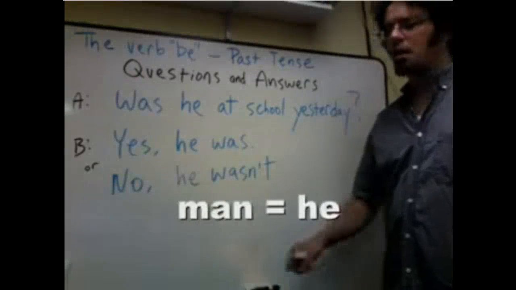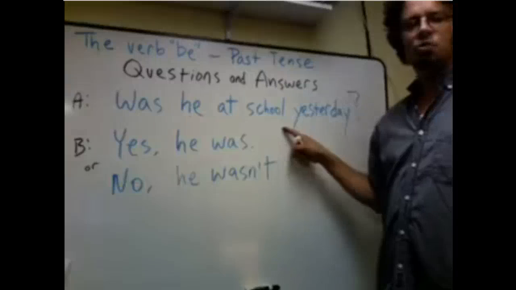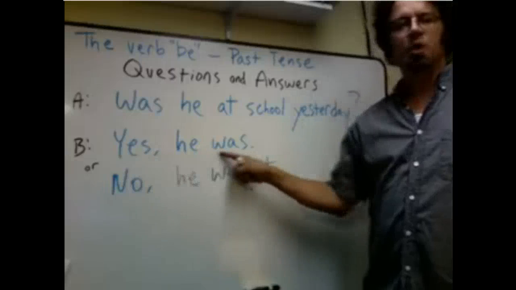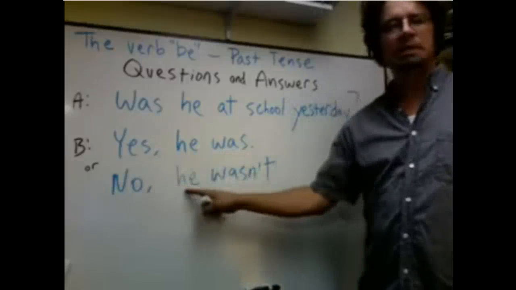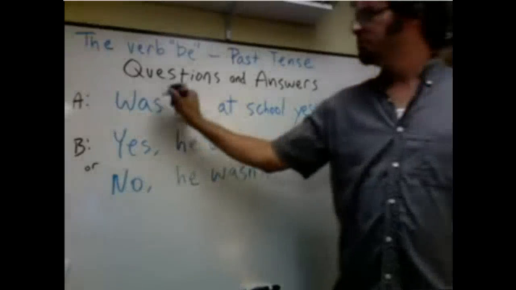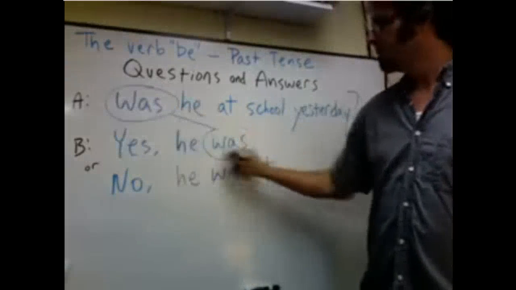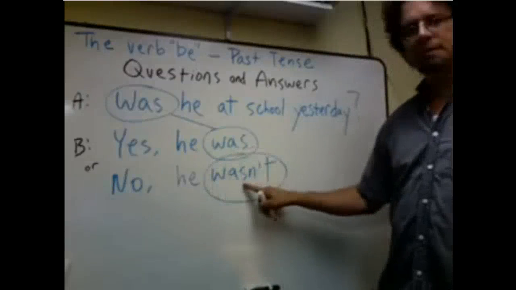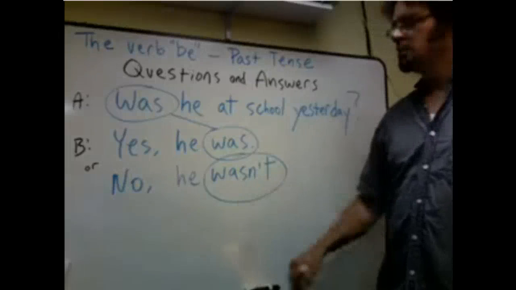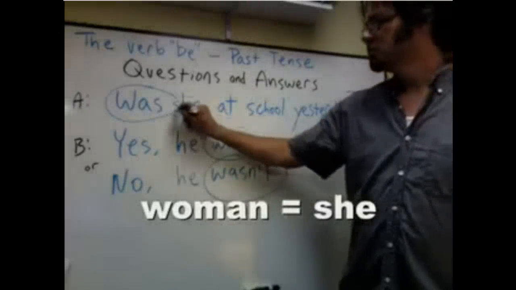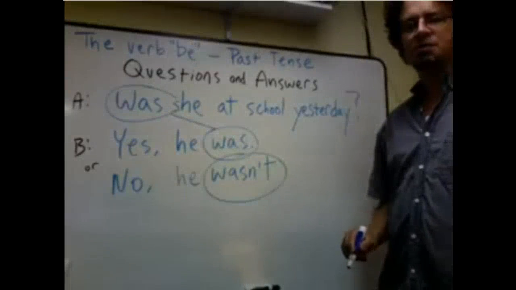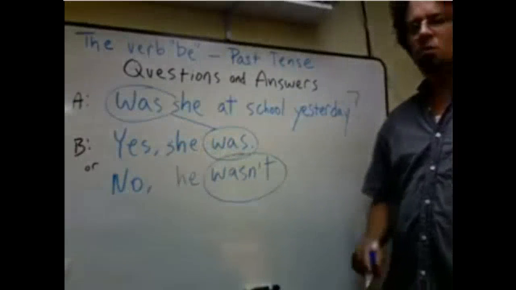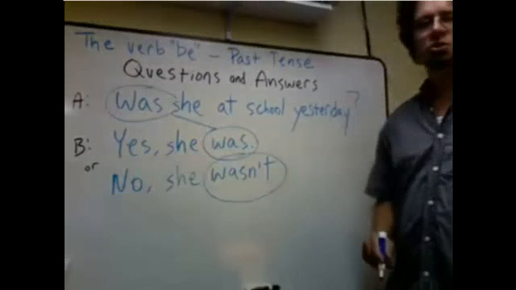For a man, was he at school yesterday? Answer: yes, he was, or no, he wasn't. Here's the verb be, matches the verb be in the affirmative and the verb be in the negative. For a woman, simply change the subject to she. Was she at school yesterday? Yes, she was, or no, she wasn't.